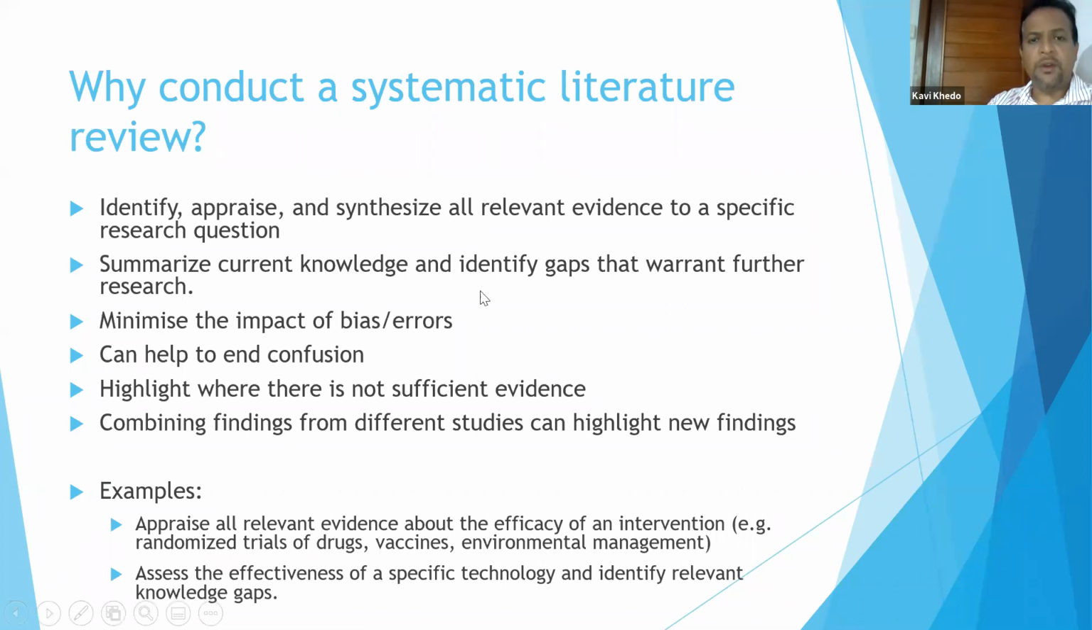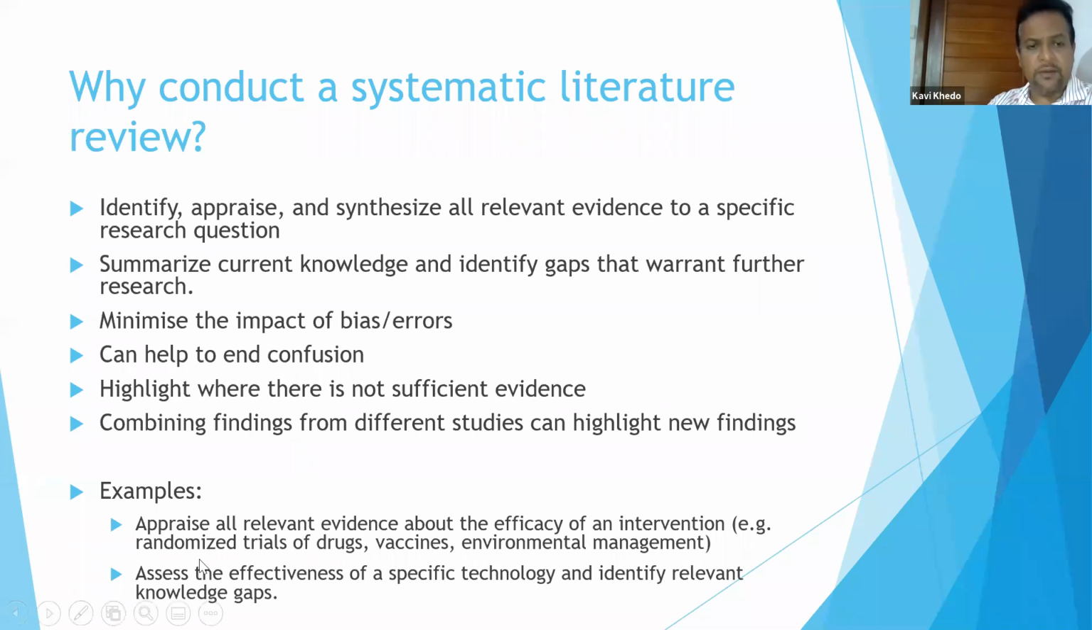So it summarizes current knowledge, and very importantly, why do we read systematic literature reviews? Because very often a systematic literature review identifies gaps. Very often when you start your PhD, you want to know what is lacking in this research area. So very often we get it in systematic reviews. It minimizes bias, which I've already talked about. It highlights where there is not sufficient evidence, I've just said identify gaps. Combining findings from different studies can highlight new findings. It's not that there is no novel contribution in a systematic review. There can be novel contribution. When you are analyzing different studies, you see new things emerging as well.